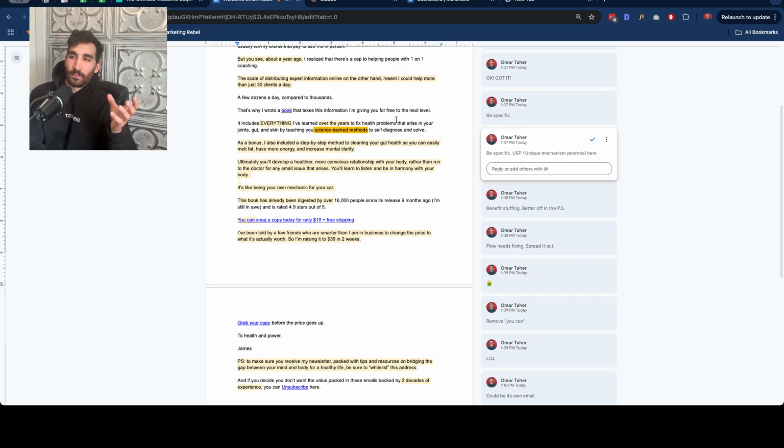But this specifically is a structural thing that could have been implemented, and that is the unique mechanism could have been put right here, right? Specifically saying what the way that you deliver the service or the product is that is unique to you and different than any other competitors out there. So science-backed methods is a little vague and anyone can just say that.